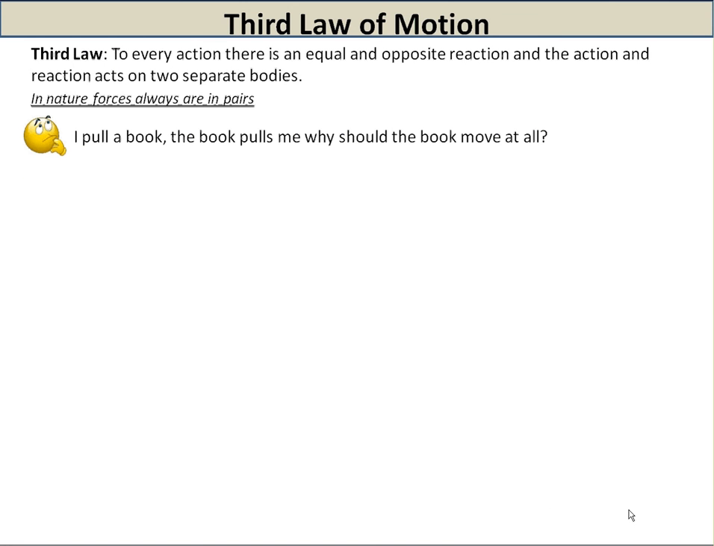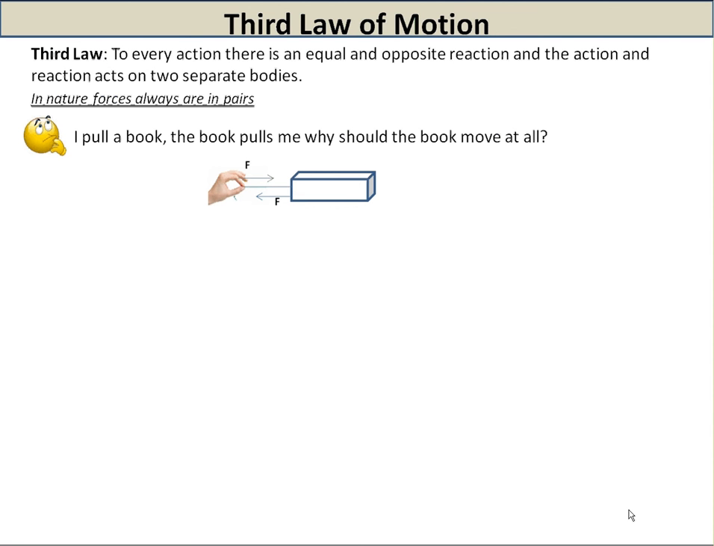Let's take a puzzle. You can call it a fallacy. It says that I pull a book, the book pulls me, so why should the book move at all? Let's analyze this situation. Here we have the book. I pull the book with a force F. I have drawn the forces which are acting in this situation. The force F acts on the book.